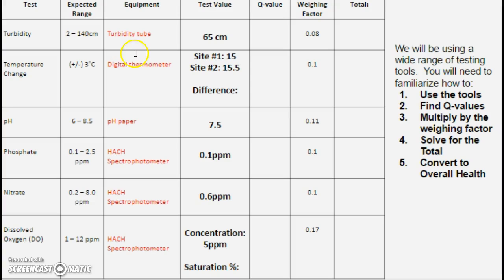So here goes. I've filled out the test equipment. For turbidity, we'll use turbidity tubes. Temperature change, we'll be measuring with the digital thermometers. pH paper for pH. Phosphate, nitrate, and dissolved oxygen, we'll be adding the Hach spectrophotometer.